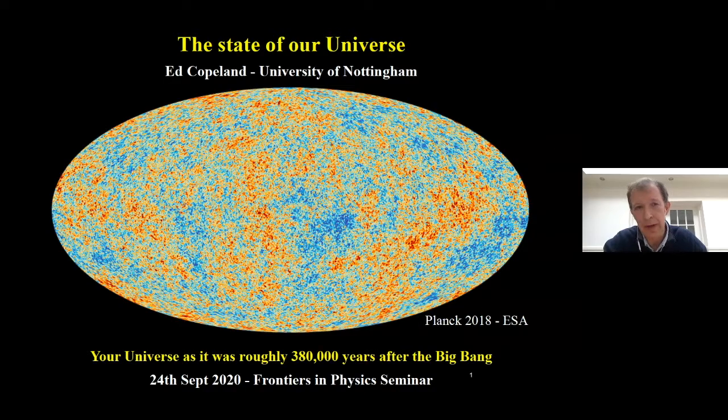This background radiation is a remnant of the hot Big Bang, the early universe radiation, which gradually cooled. And crucially, it didn't cool smoothly. It had small bits of the universe where it cooled more rapidly than other bits. And because of that, that allowed structures to form. It allowed us to be here.